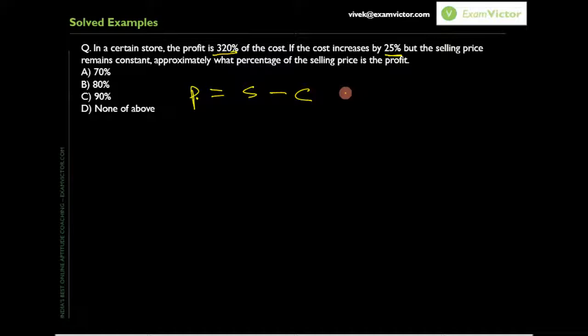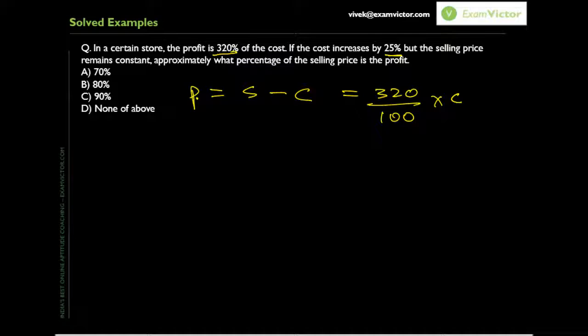So you should just write this as 320 by 100 into C. You shouldn't think of profit percent here because there is no profit percent mentioned. You shouldn't read the question fast and get confused. This is talking about simple profit. Profit is 320% of the cost.